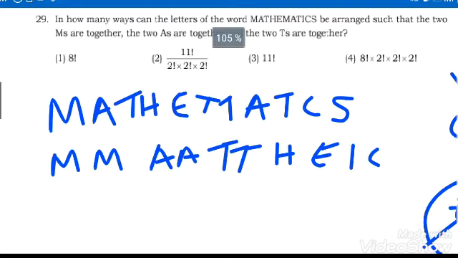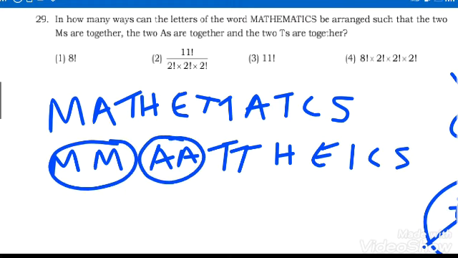Now, because the question says they must be together, we count them as 1 unit. That's how you do things like this. So when you count them as 1 unit, you count 1, 2, 3, 4, 5, 6, 7, 8. So we have 8 factorial.